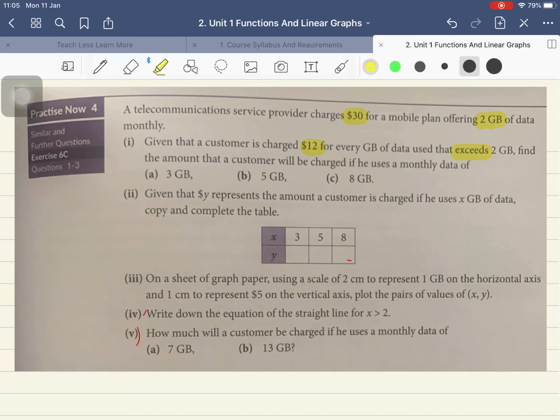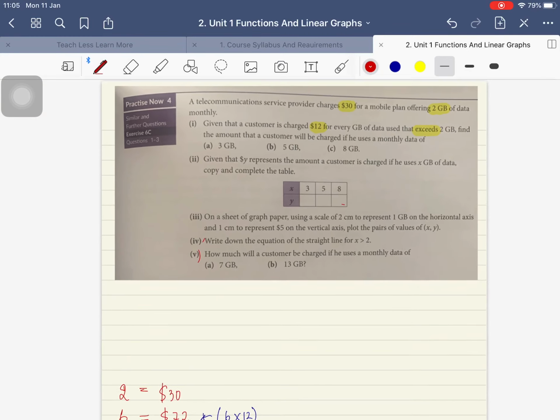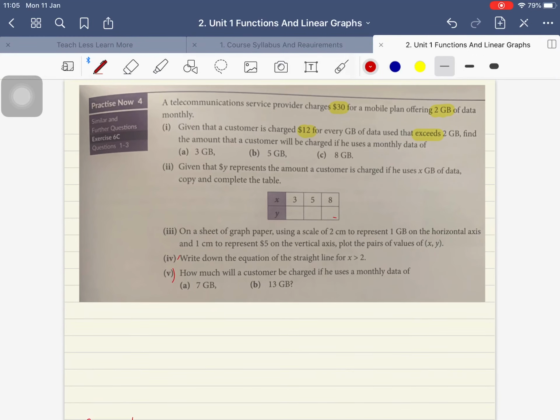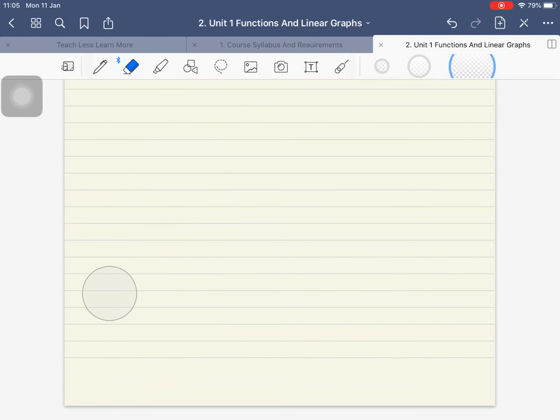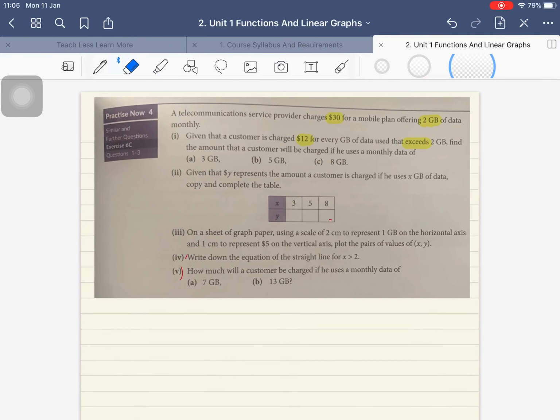every month. Now, the question here is to find the amount of money that the customer will be charged if he uses a monthly data of 3 gigabytes, 5 gigabytes, and 8 gigabytes. So, what are we going to do? This is just a simple understanding of our information right now.